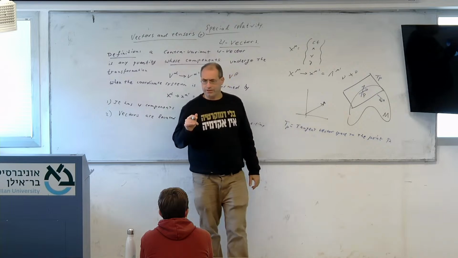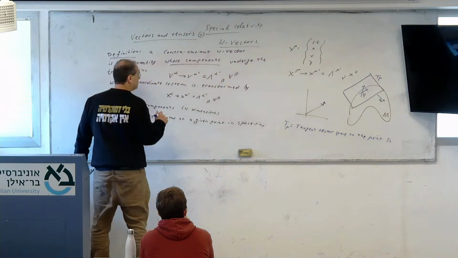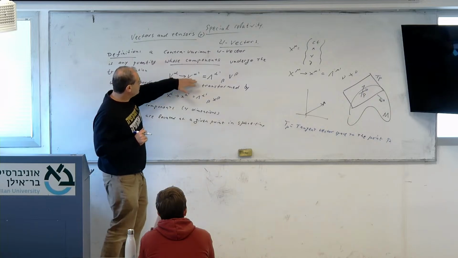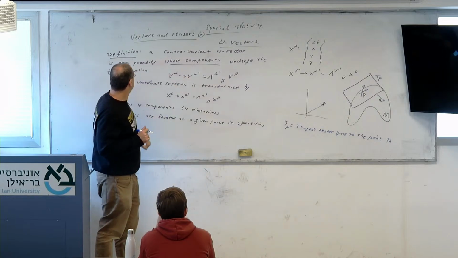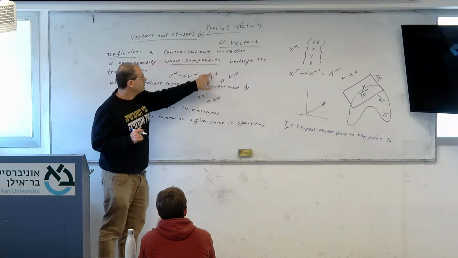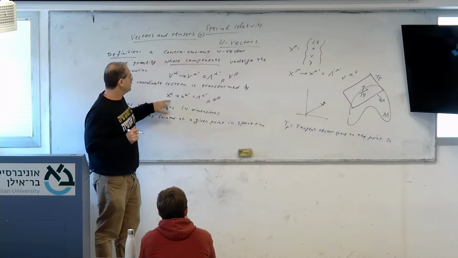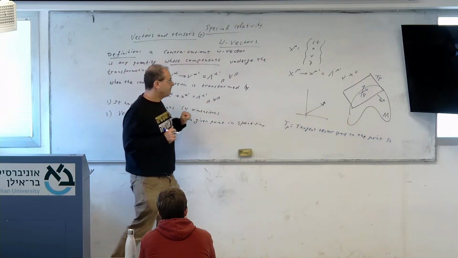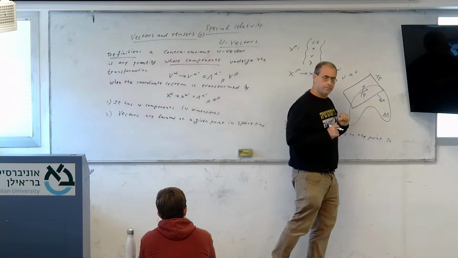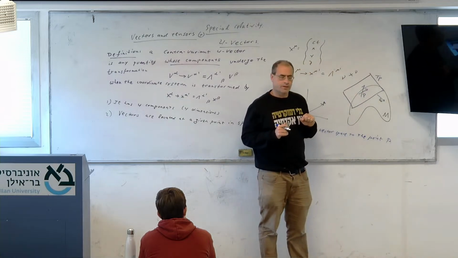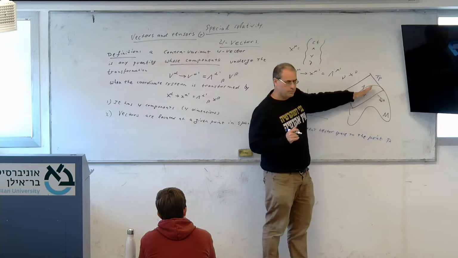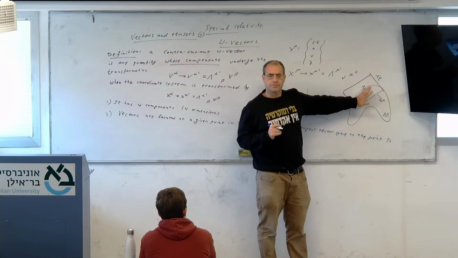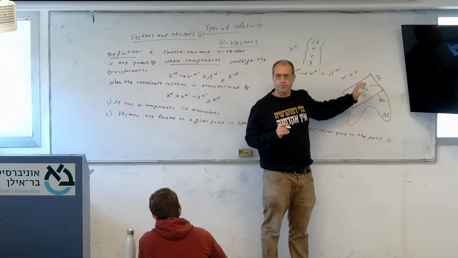So, a vector is any quantity whose components undergo this transformation when the coordinate system is transformed in that way. And it belongs to a single point P. And the set of all vectors belonging to P forms a vector space, which is called the tangent vector space to P.